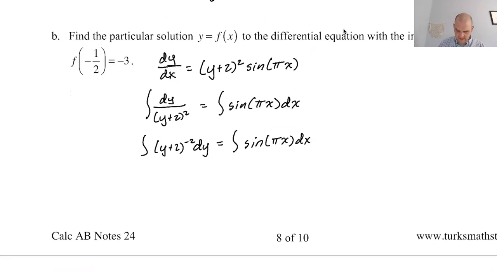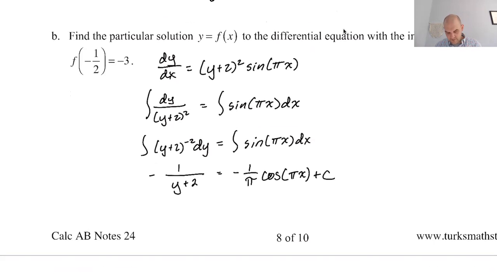All right, plus 1 times the reciprocal gives us negative, and I'm going to rewrite this as this, equals the integral of sine of pi x. So it's going to be negative because sine goes to negative cosine. There should have been a pi in there, so I'm going to put a 1 over pi, and then cosine of pi x, and then you get your plus c.